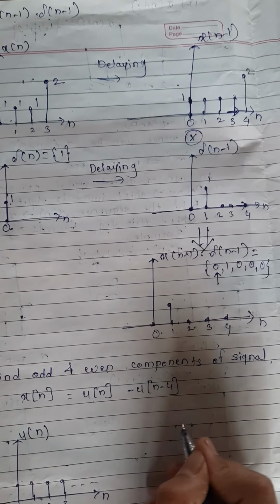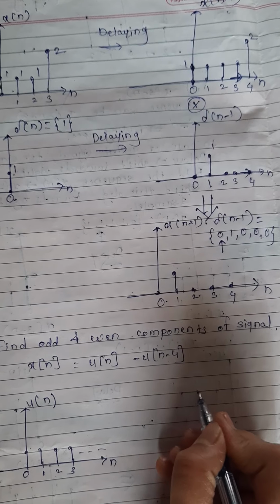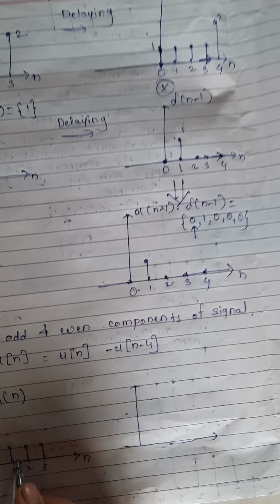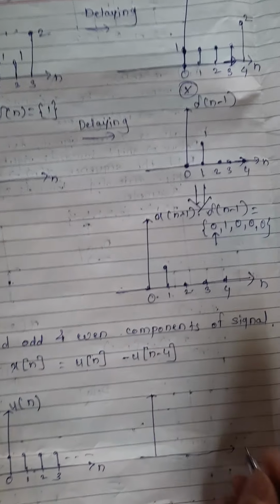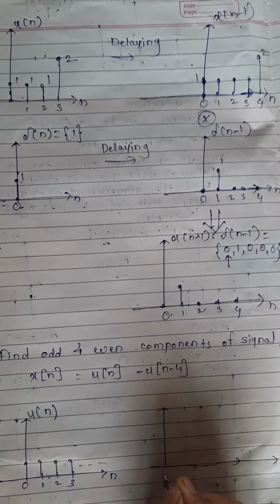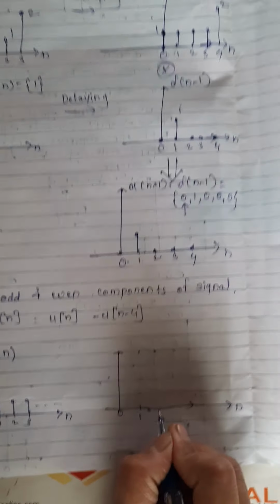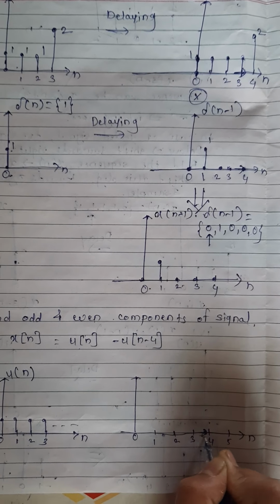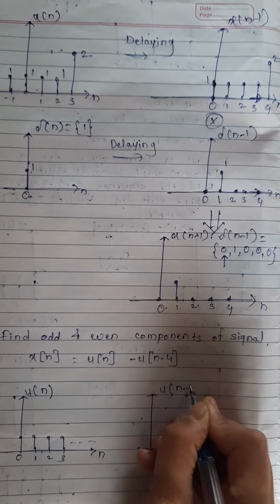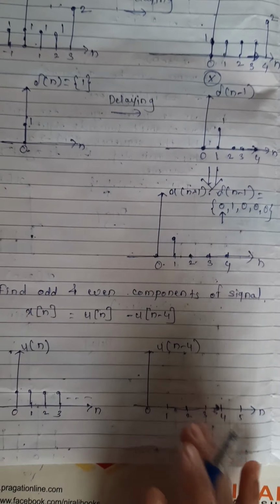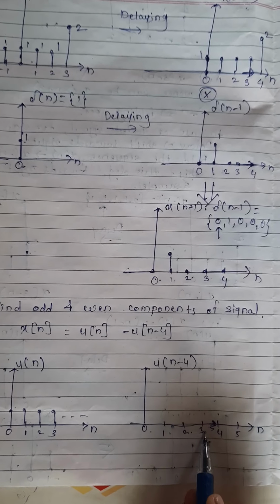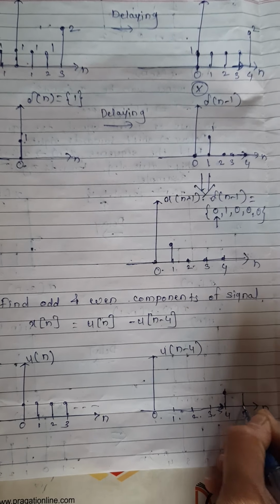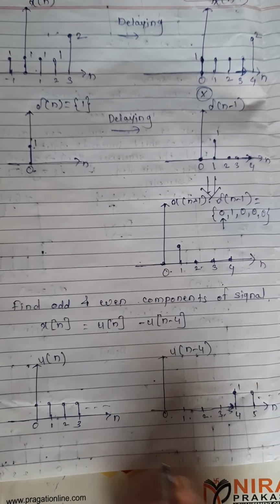Okay, next we have to draw u of n minus 4. u of n minus 4 means we have to shift this signal by 4 samples. So it is 0, 1, 2, 3, 4 and 5. It is u of n minus 4. So we have to shift this by 4 samples. So 0, 1, 2, 3. These are the 4 samples.